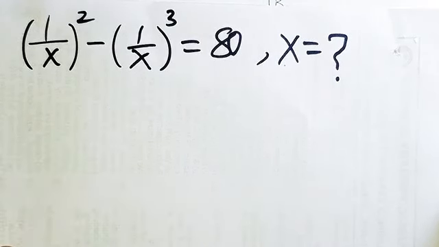Let's see how we are going to solve this problem here. I have (1/x)^2 minus (1/x)^3 equals 80. So what's the value of x?